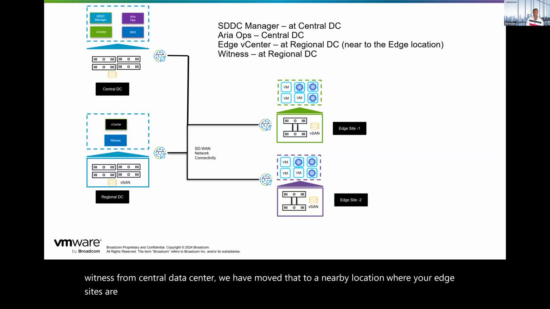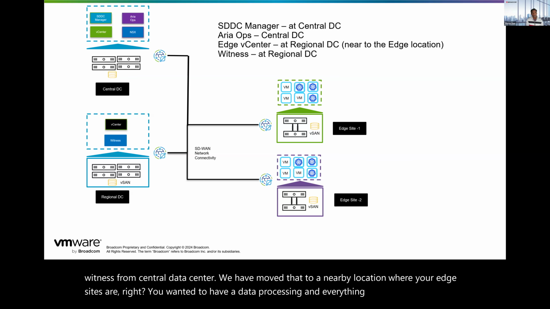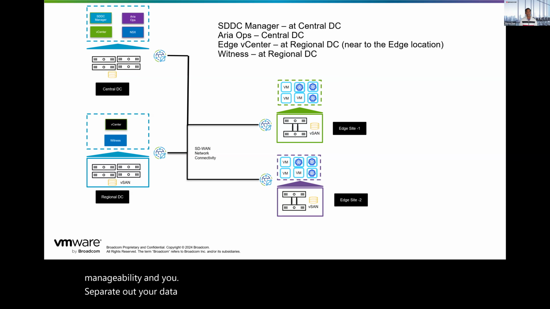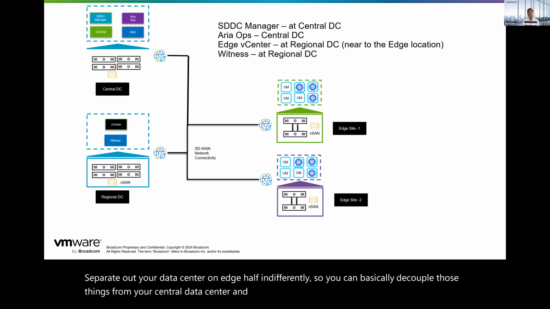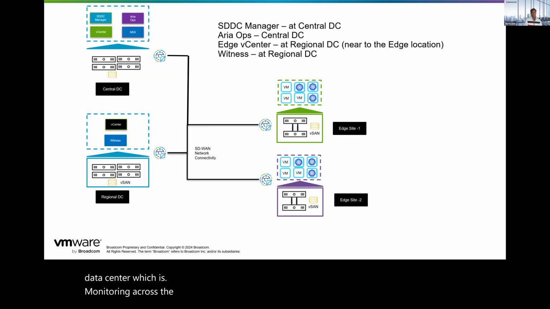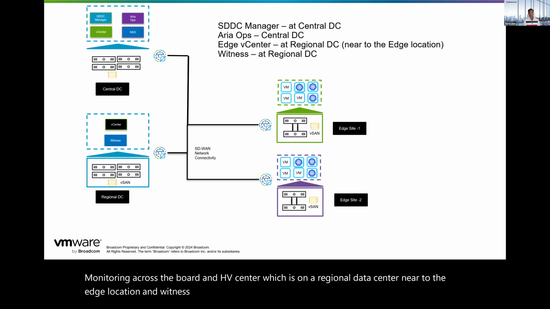You want to have data processing and everything faster. You may need better manageability, and you want to separate out your data center and edge hub differently. So you can basically decouple those things from your central data center and dedicate those vCenter and witness to manage those edge sites differently. In this example, SDDC Manager is in the central data center, Aria Ops is in the central data center, which is monitoring across the board, and Edge vCenter is in a regional data center near the edge location, and the witness is also in the regional data center. So this is one of the examples you can do.